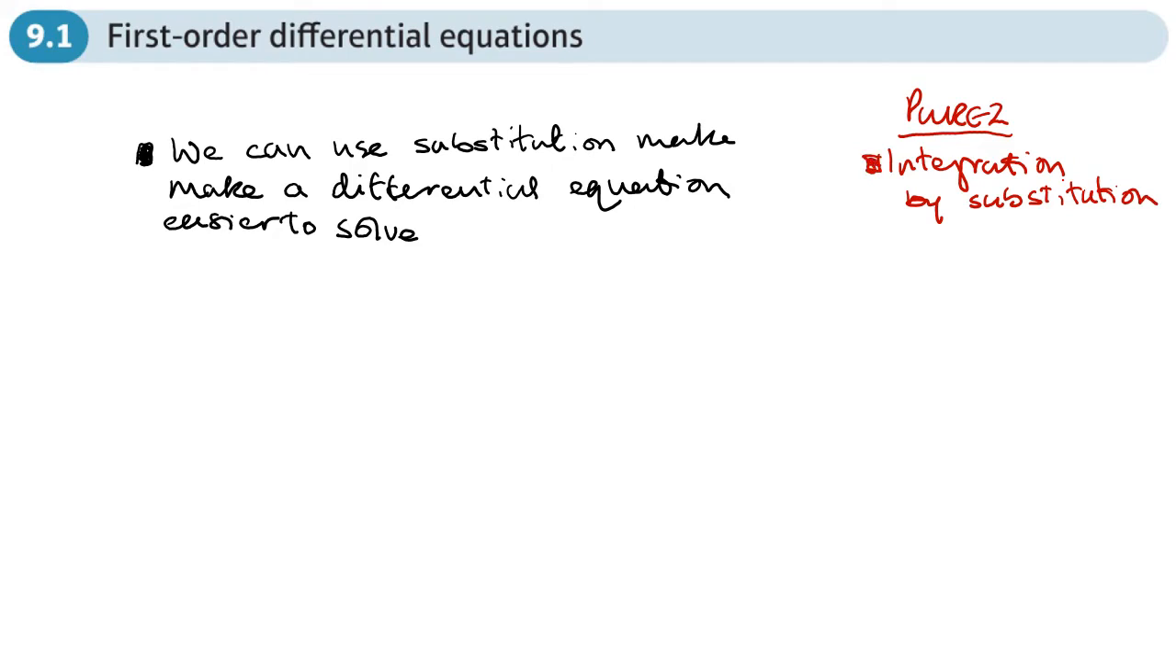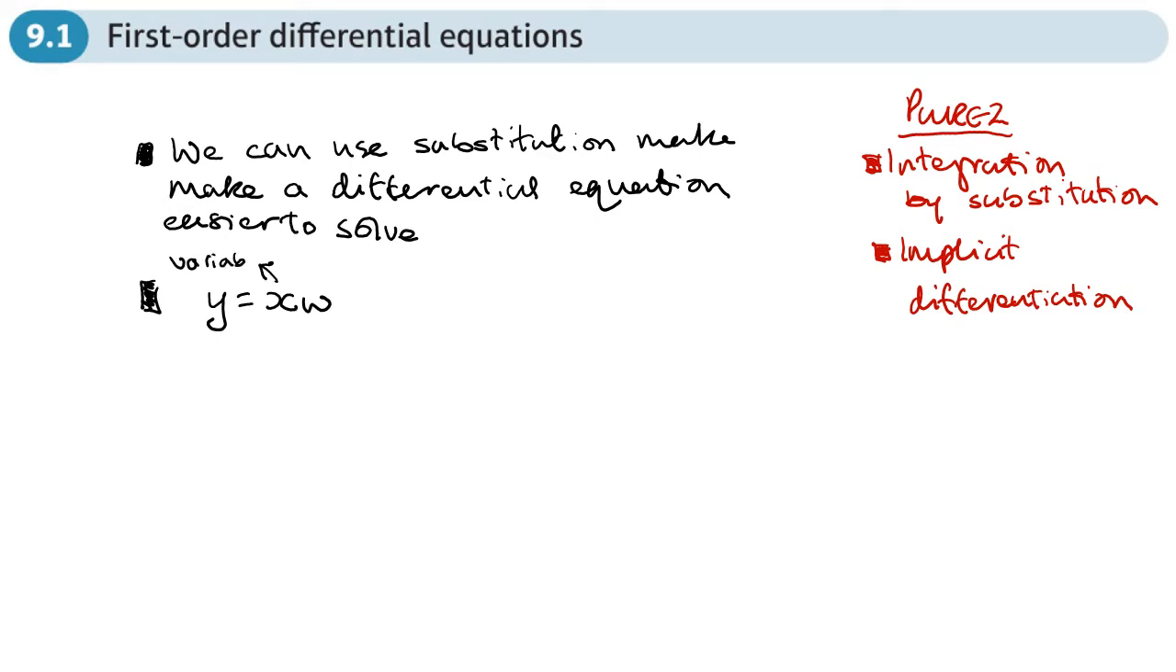And to do these substitutions, we are going to need to be able to do implicit differentiation and be comfortable with doing that. So here's an example of what we might have as a substitution. So let's say I had y equals, let's say, xw, and both x and w are variables. Okay, so let's say this w here is not a constant, it's a variable.